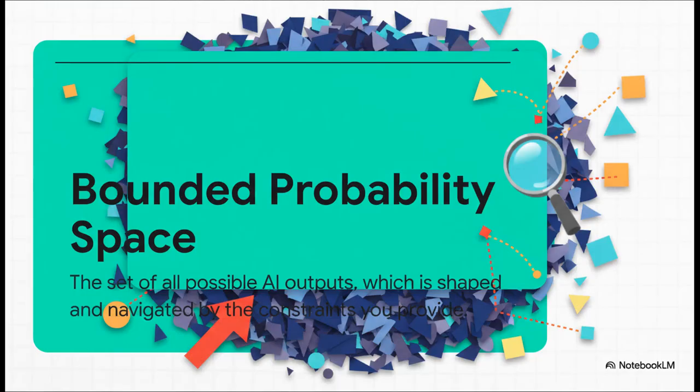Now, there's a technical term for this. It's called the bounded probability space. Just think of it as the entire universe of possible answers the model could come up with. Every single instruction you give it is an act of shaping that universe. You're carving it down, focusing it, and pointing the model toward a very specific, high-value region within it.